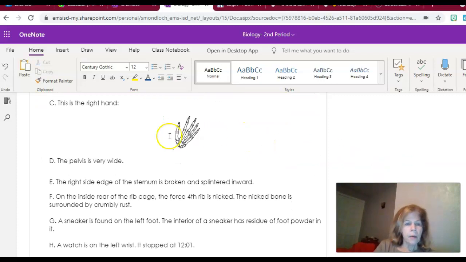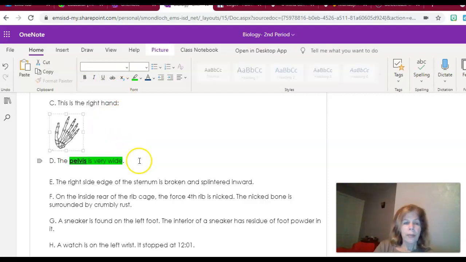And scrolling down, we have a wide pelvis, which gives us a clue about the gender of the victim. And once again, your resource tells you that. Pelvis is another part of the skeleton, so you'll want to go to your resource and look that up. So this gives us another clue about the possible gender.